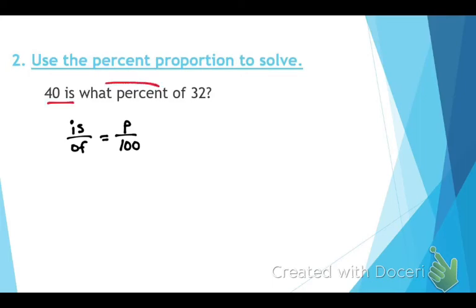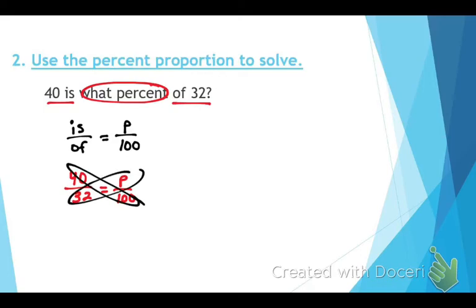So now that we know what the percent proportion is, we're going to separate this into 3 separate parts. 40 is what percent of 32. Help me to understand, guys. What's my is? 40. What's my of? 32. And we are looking for the percent, so we're going to keep it as a P. Okay, so once again, make sure you're following along on your boards. We are going to do this using cross products. We've got 32 times P equals 40 times 100. There's nothing that I can do to the 32P, so I'll just drop it down.